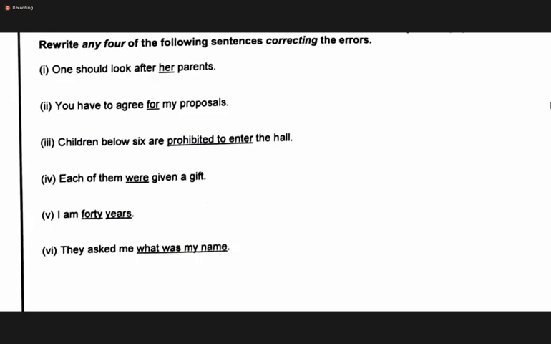I am 40 years. Omit years. Yes, I am 40 or I am 40 years old. You can remove years also, correct. I am 40. Next, sixth one. They asked me what was my name. That is wrong. What my name was. They asked me what my name was.